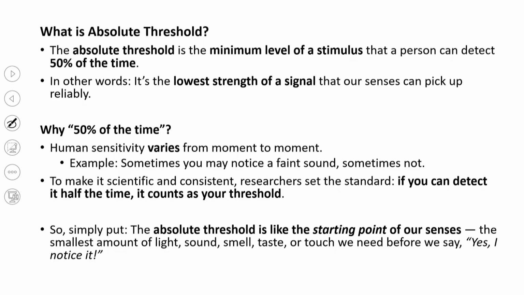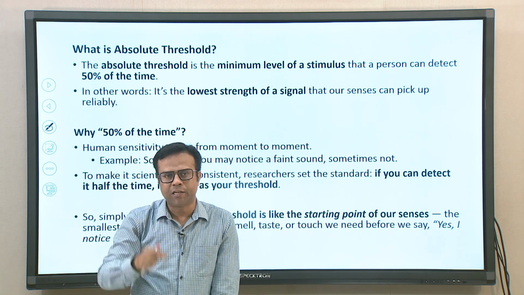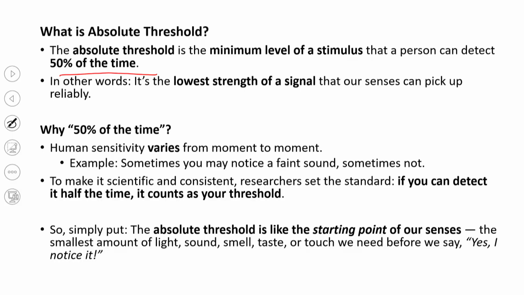Now, there is an additional criterion used for this detection, which is 50% of the time, because a person may not be able to detect a stimulus every time it is presented. So, if they are able to detect it at least 50% of the time, then we can say this is the minimum threshold.